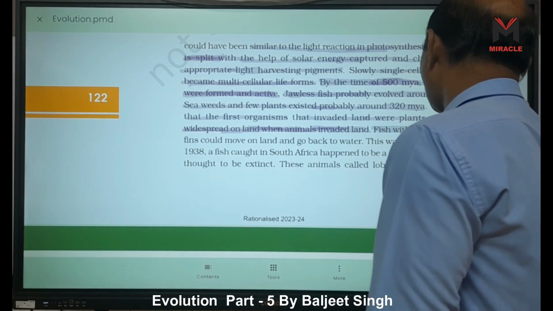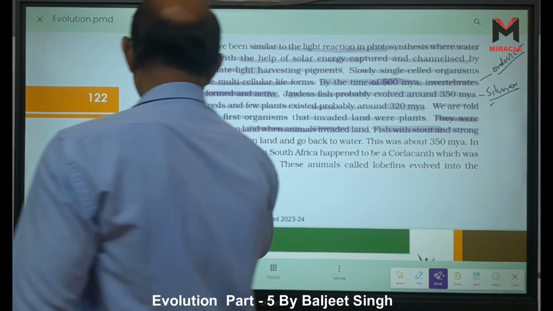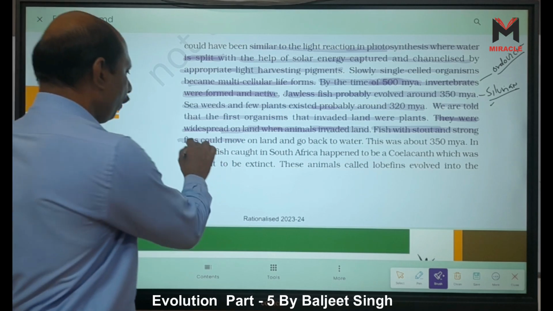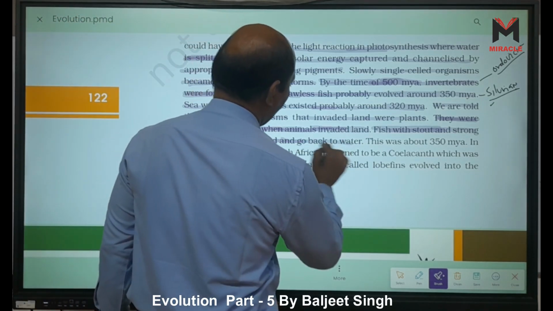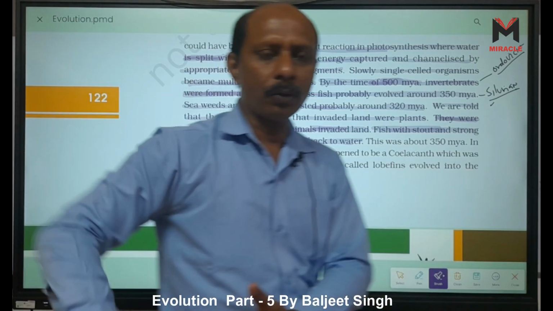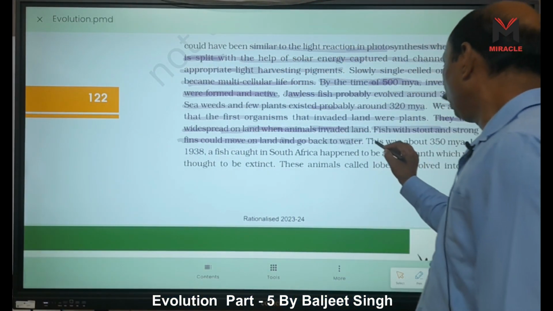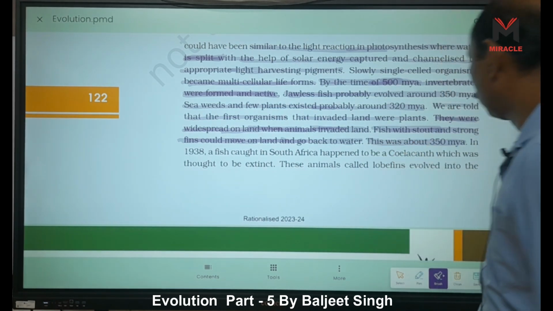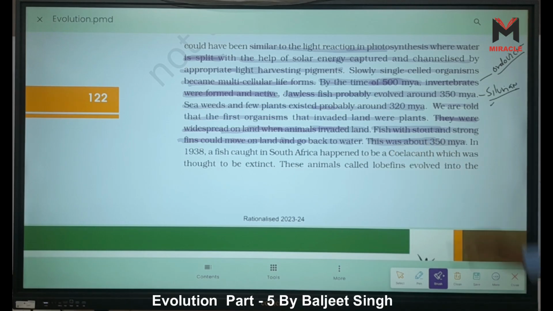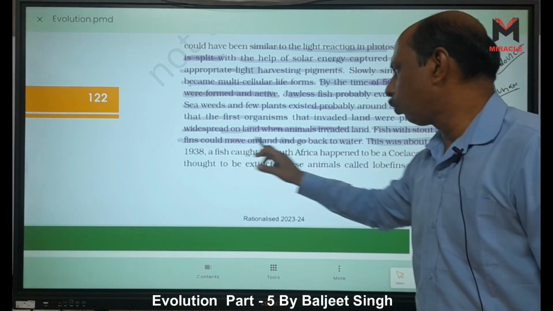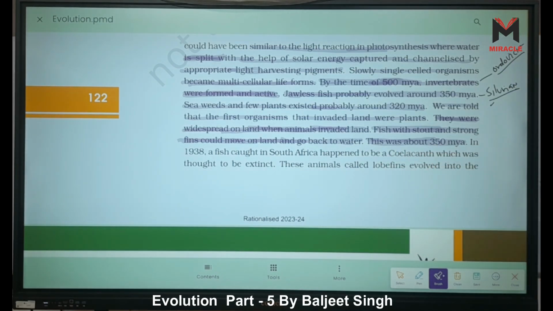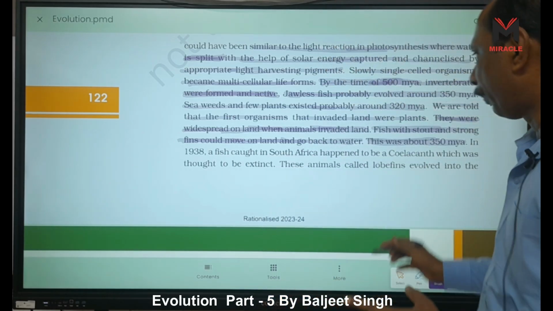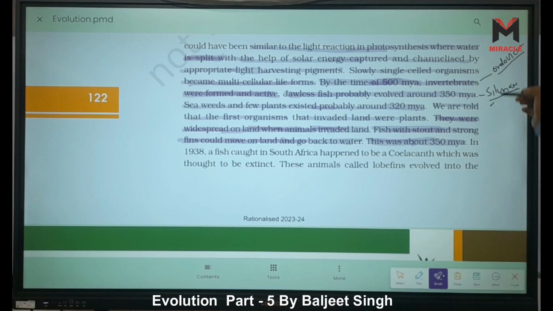Fishes with stout and strong fins, coelacanth. This time also coelacanth, right? Fish could move on land and then go back to water, right? This was about 350 million years ago. And we know the Devonian era is the golden era of fishes, right? So in the Devonian era, these fishes are formed. This is Silurian, Devonian.